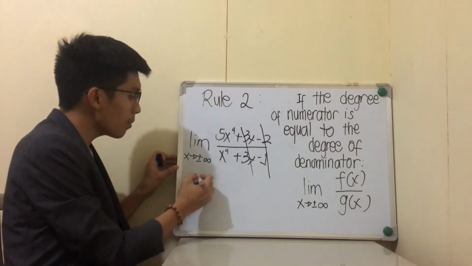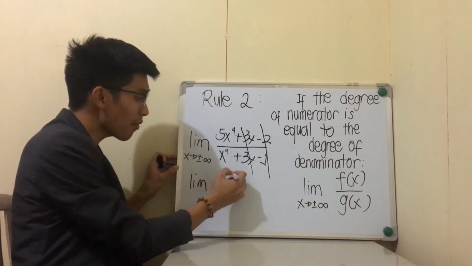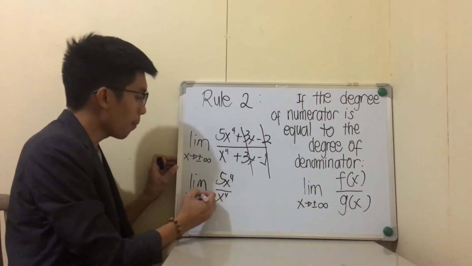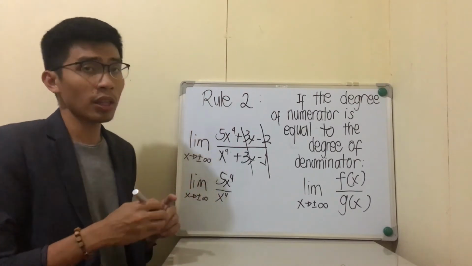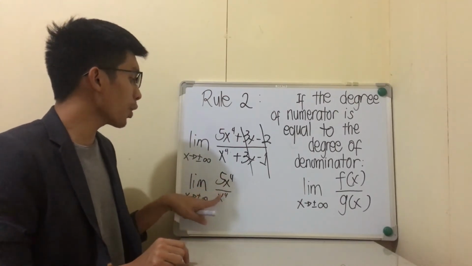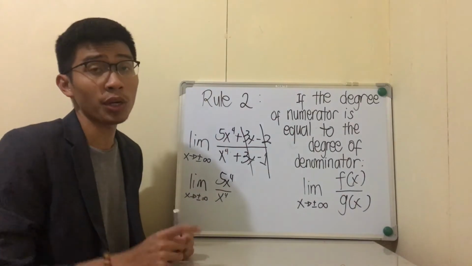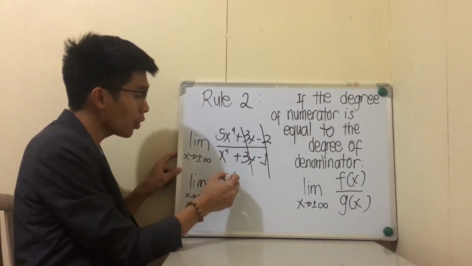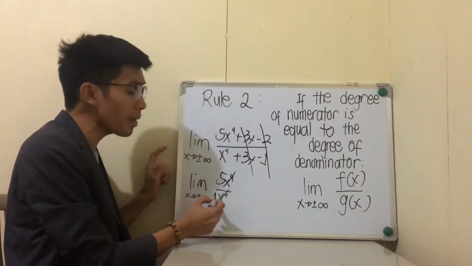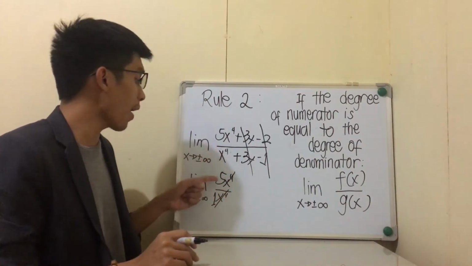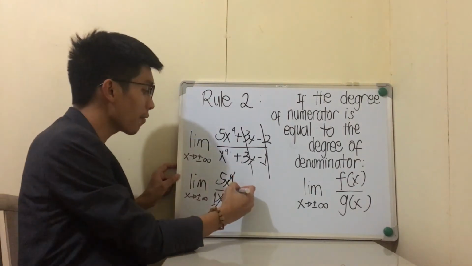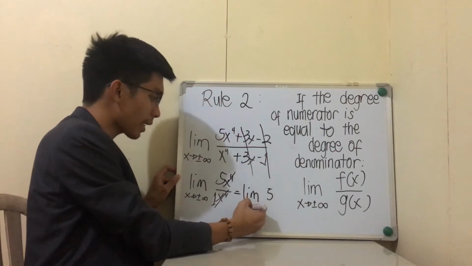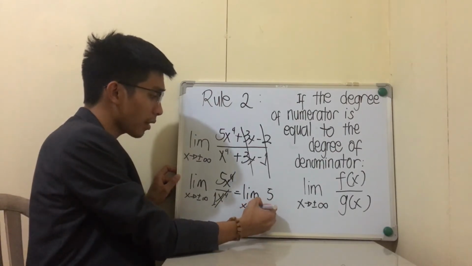It will become the limit of 5x to the 4th all over x to the 4th as x approaches either positive or negative infinity. What you can observe is that 5x to the 4th divided by x to the 4th, the x to the 4th cancels. What is remaining in the denominator? That is 1. And 5 divided by 1 is 5. That's great. So the limit is 5 as x approaches positive or negative infinity.